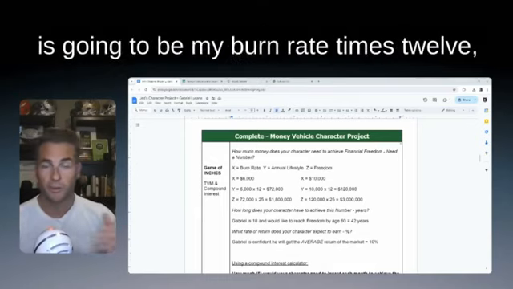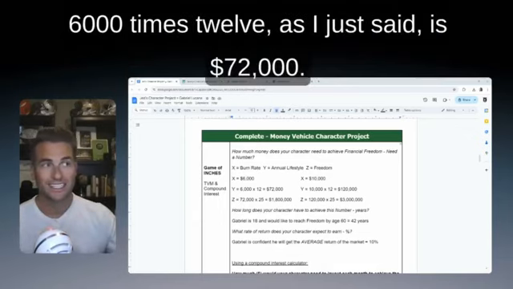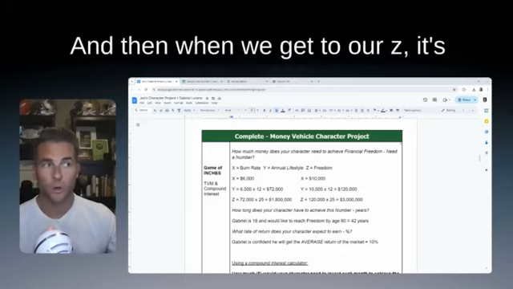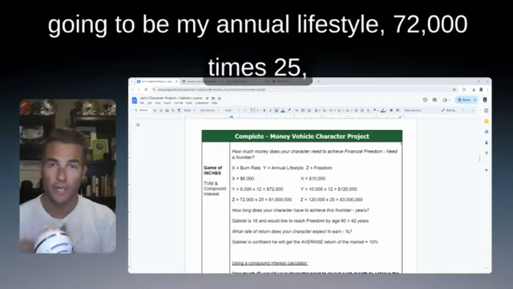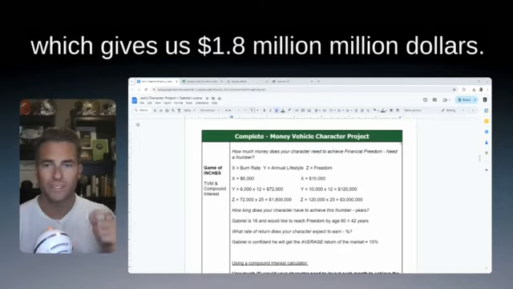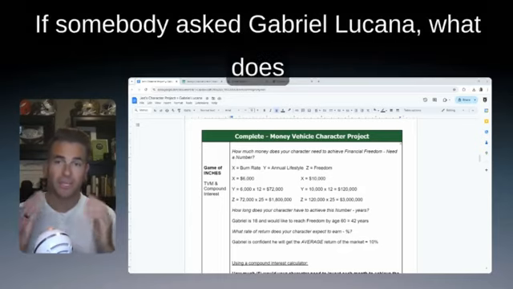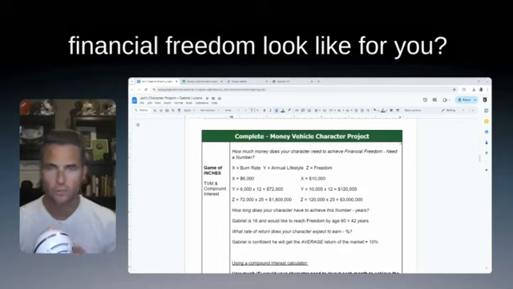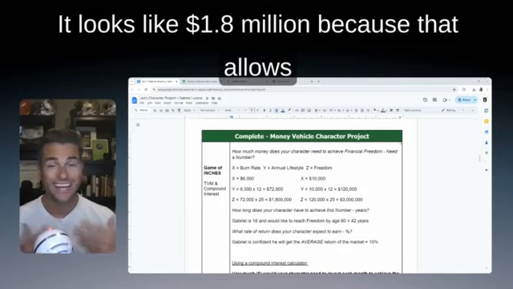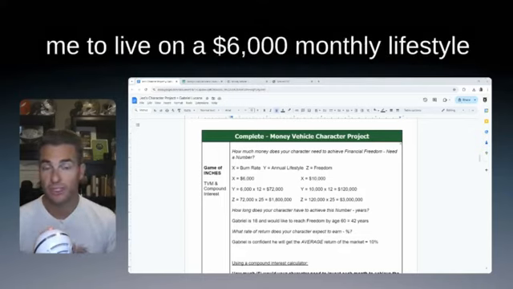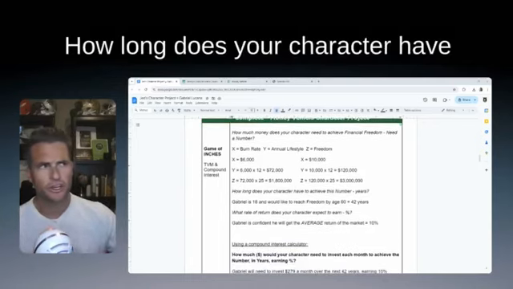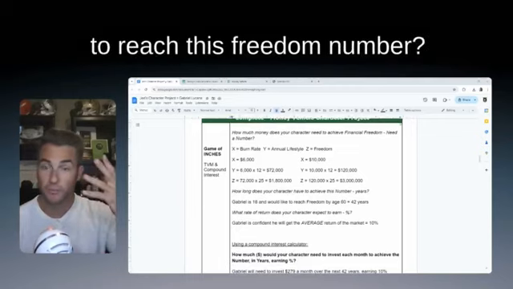As you get to Y, which is my burn rate times 12, 6,000 times 12, as I just said, is $72,000. And then when we get to our Z, it's going to be my annual lifestyle, 72,000 times 25, which gives us $1.8 million. If somebody asked Gabriel Lucana, what does financial freedom look like for you? It looks like $1.8 million, because that allows me to live on a $6,000 monthly lifestyle for an extended period of time.